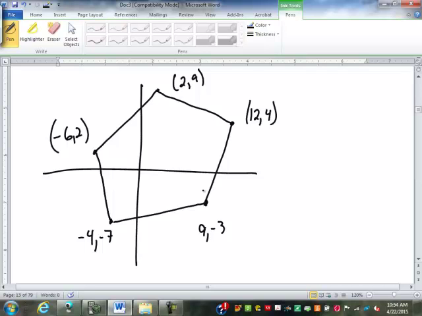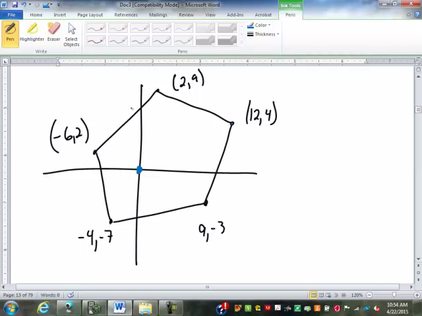Now, you might be asking, well, why do we care? Well, if you're looking at doing surveying, you can use a GPS for surveying. You pick an origin like this. You use your GPS to set coordinates at each of the corners of a piece of property or of a lot or whatever you're looking at. And you can use this process for finding the areas.